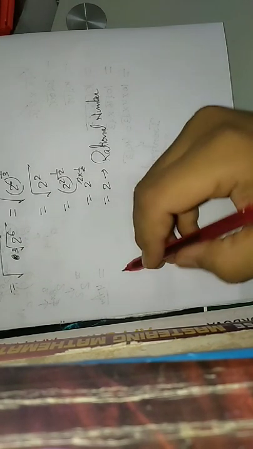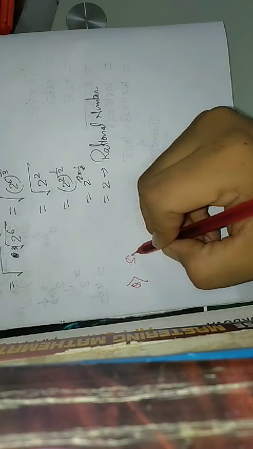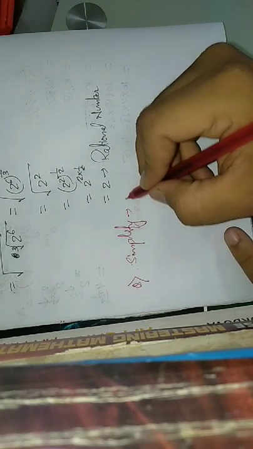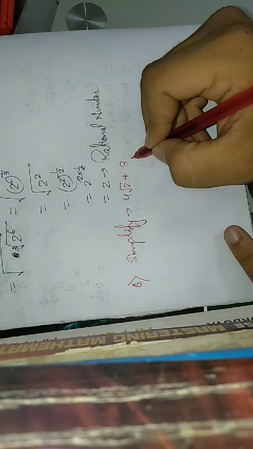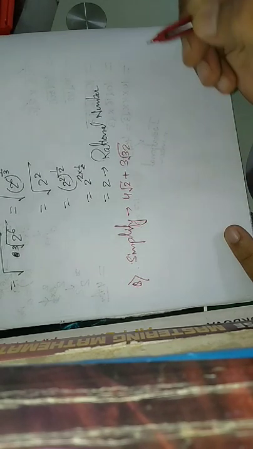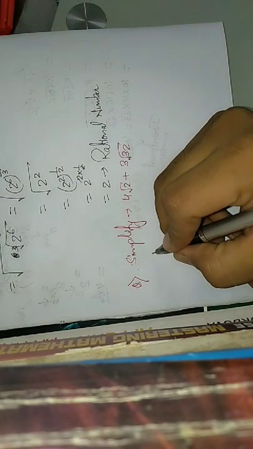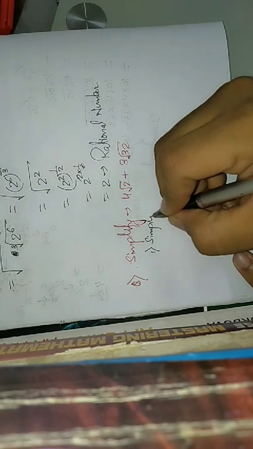So there is one more question which asks you to simplify. What is that question? 4 root 2 plus 3 root 32. That is the question being asked. There are two terms, so you need to first simplify. The first step is simplification of terms.